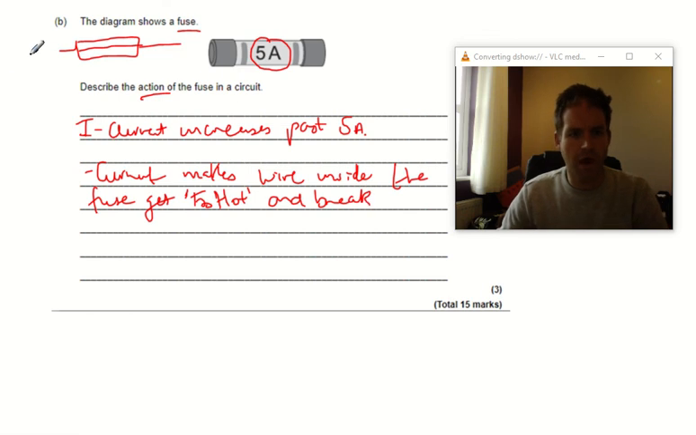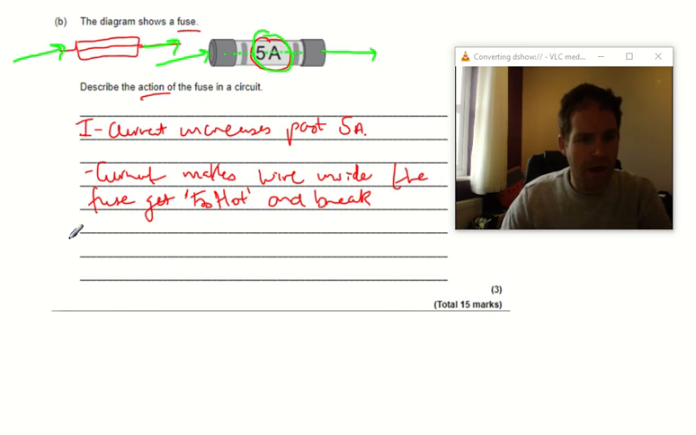So there's the current flowing through here, the current's flowing into here, through there, out there. So the current comes into this, and a thinner wire's inside there. So if the current exceeds 5A, with this thin wire inside there, that wire is going to get hot enough to break. If it breaks, it breaks the circuit, breaking the circuit.